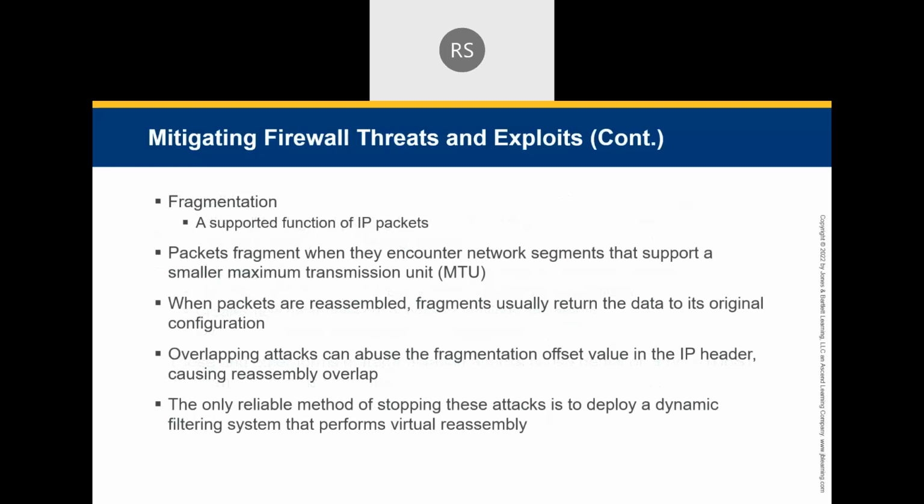Now, fragmentation is a supported function of IP packets. It allows large packets to be broken into smaller fragments for transmission across network segments with various maximum transmission unit sizes. Packet fragments, when they encounter network segments with a smaller MTU, are reassembled at the destination. Overlapping attacks exploit weaknesses in the fragmentation process by abusing the fragmentation offset value in the IP header, causing the reassembly to overlap.